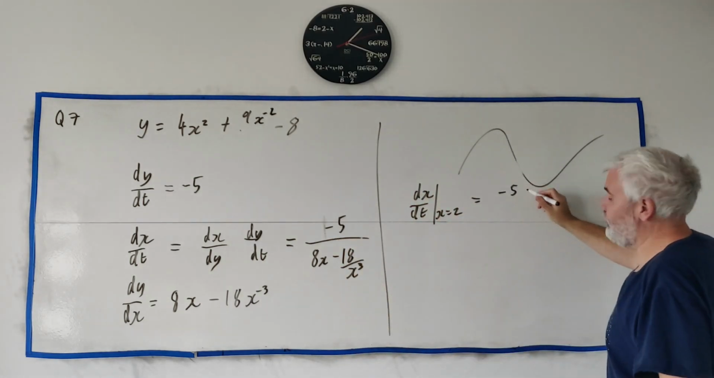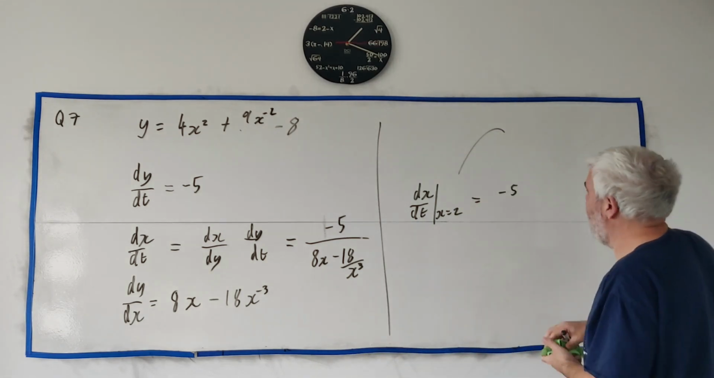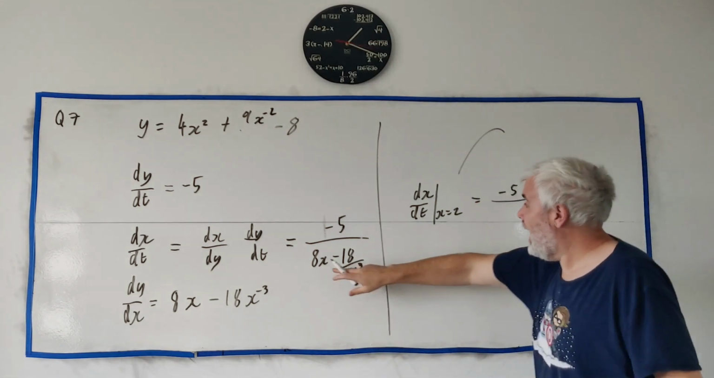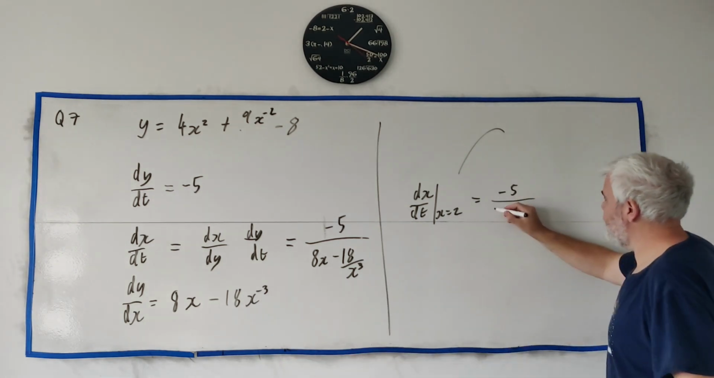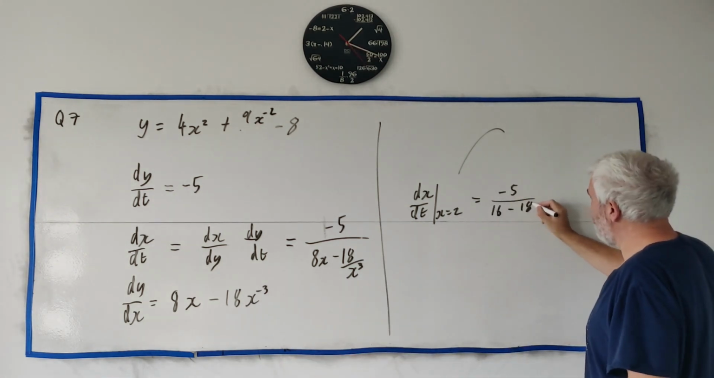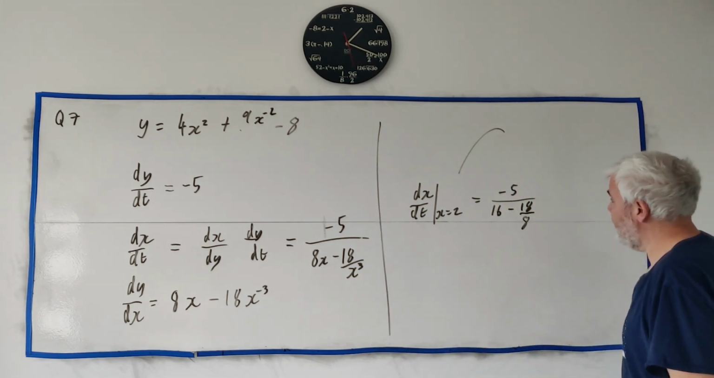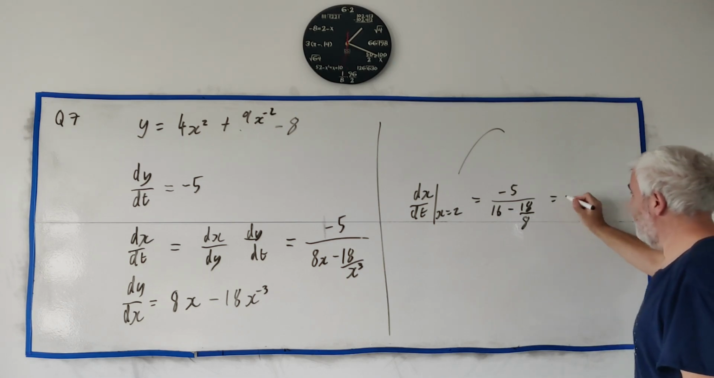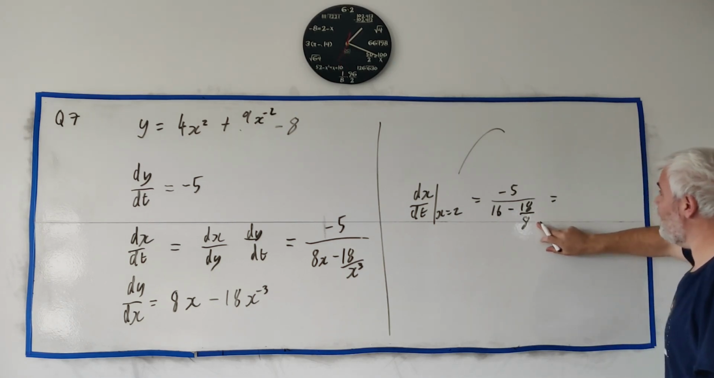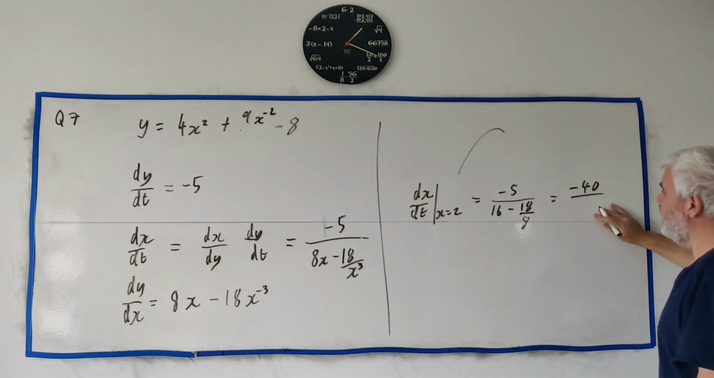It's minus 5. Let me clear that off first. It's just minus 5 divided by 8 multiplied by, it is plus 2, isn't it? 8 multiplied by 2, which is 16, minus 18 divided by 2 cubed, that's 8. Use a calculator, or do it yourself by multiplying everything by 8. Top row becomes minus 40.